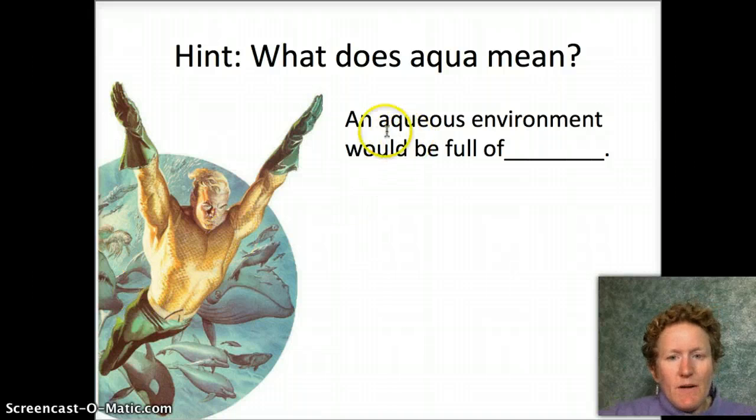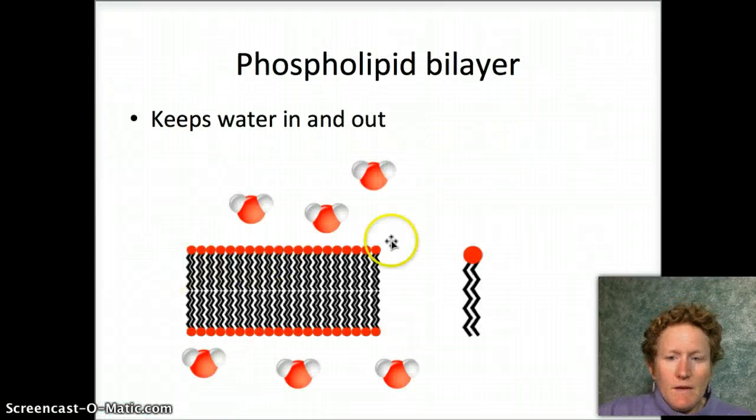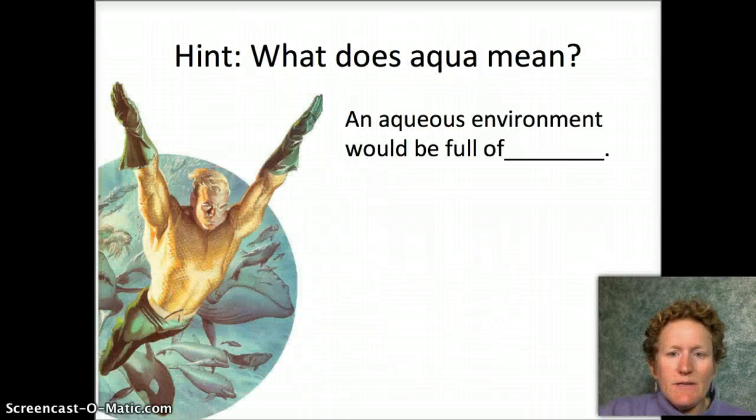And if you can't remember what aqueous means, where does Aquaman swim? An aqueous environment would be full of water. So the cell membrane, which is made out of phospholipids. Here's a phospholipid. It's a polar molecule, helps the cell maintain an aqueous environment.